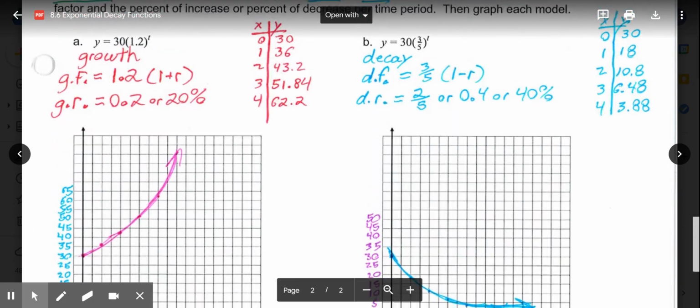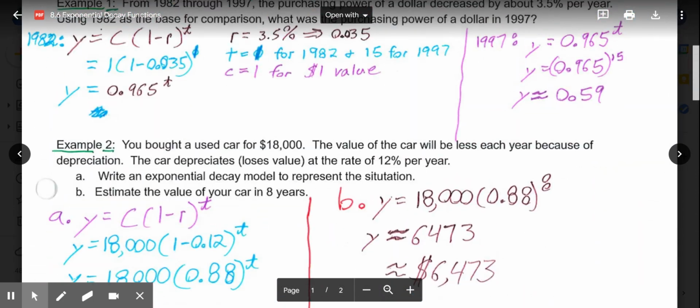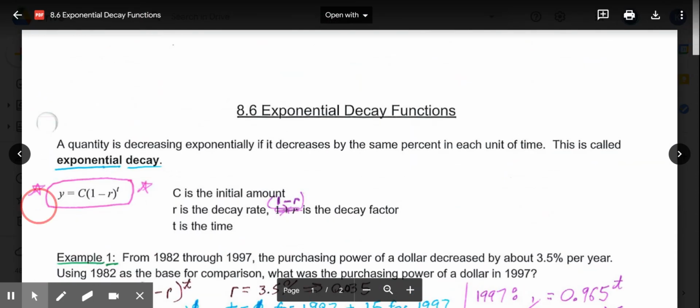So the key to these problems, again, is that all can be simplified back to this initial exponential decay formula or model right here. What you want to be careful of is, in this case, it's 1 minus r, where in growth functions, it was 1 plus r. And you always want to make sure that you're using r, the decay rate, as a decimal.